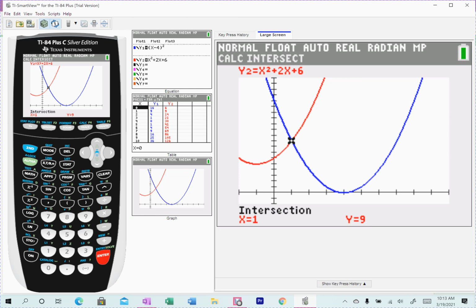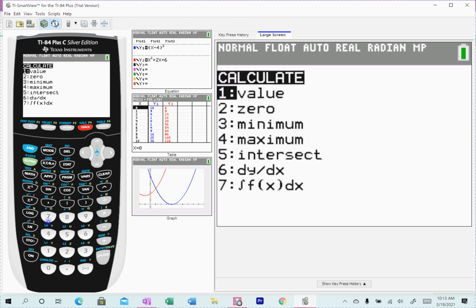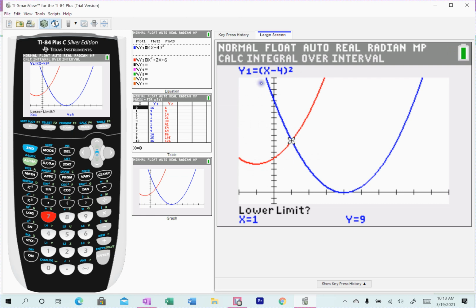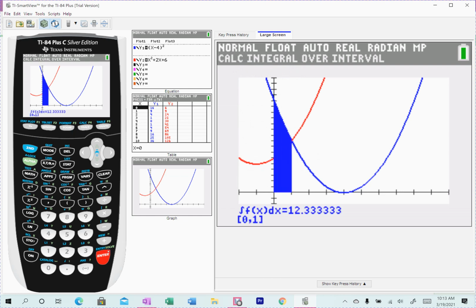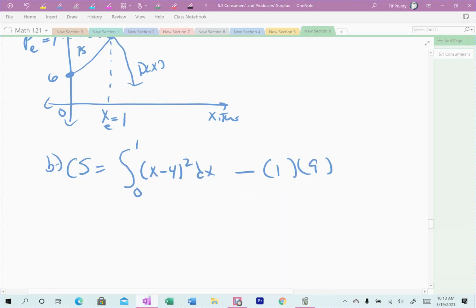I want to find the area under the demand curve, so I'm going to hit second, trace, 7. And I want to make sure I'm on my demand curve, and I am. My demand curve was the x minus 4 squared, so you'll see that's the one that I am above. So I'm ready to go ahead and put in 0 and 1. Alright, and so there's the area under the demand curve, which again I just rounded to the penny, so 12.33.